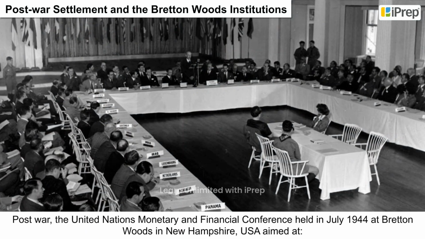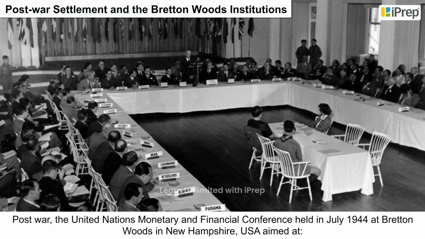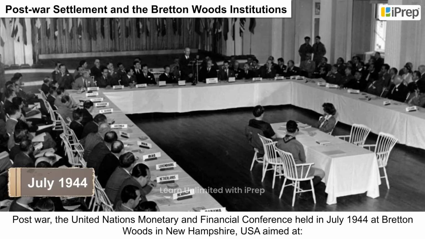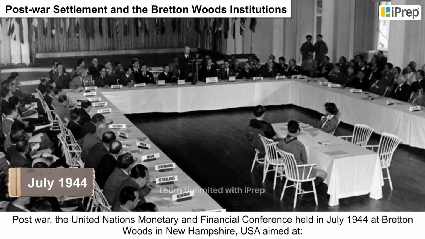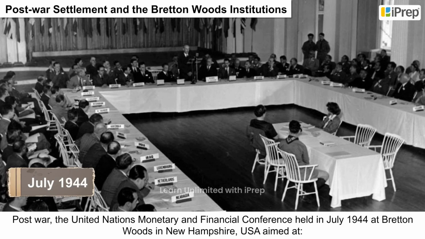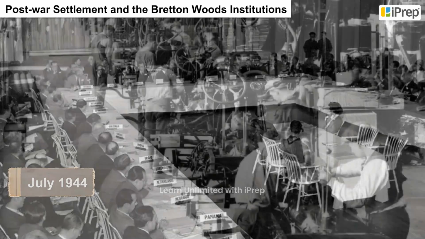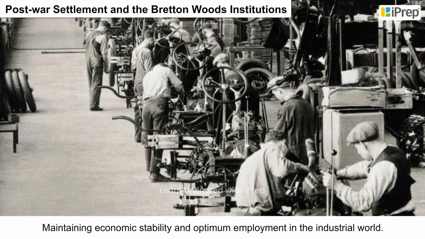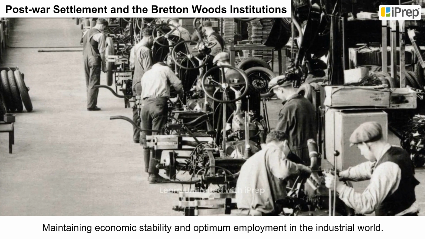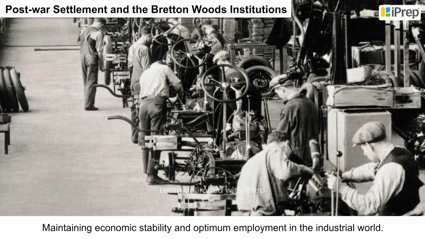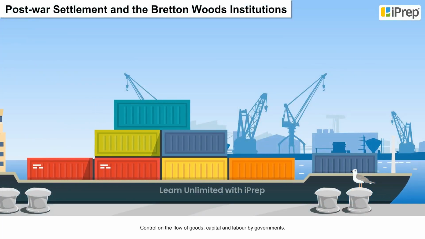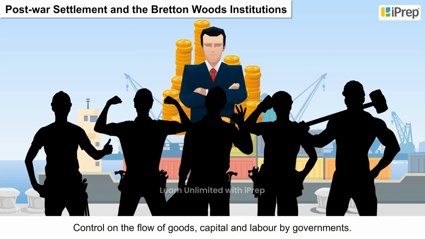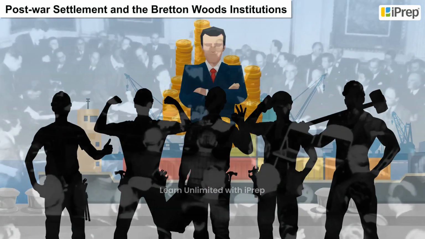Post-war, the United Nations Monetary and Financial Conference, held in July 1944 at Bretton Woods in New Hampshire, USA, aimed at 1. Maintaining economic stability and optimum employment in the industrial world. 2. Control on the flow of goods, capital, and labor by governments.